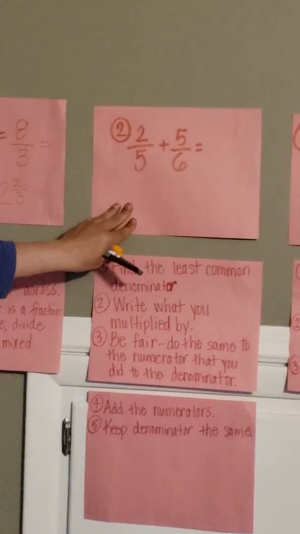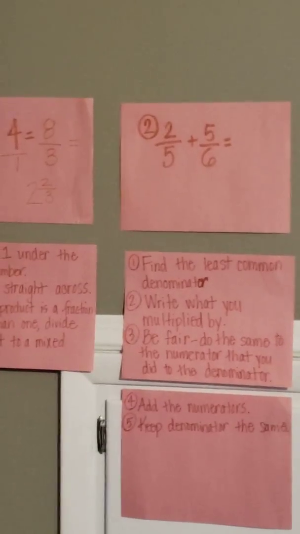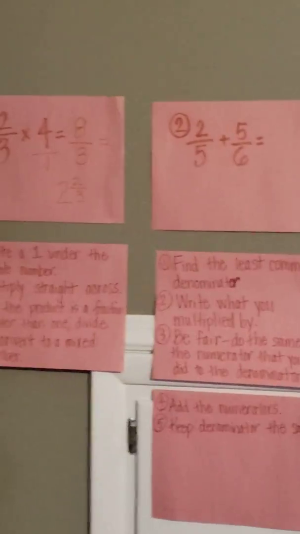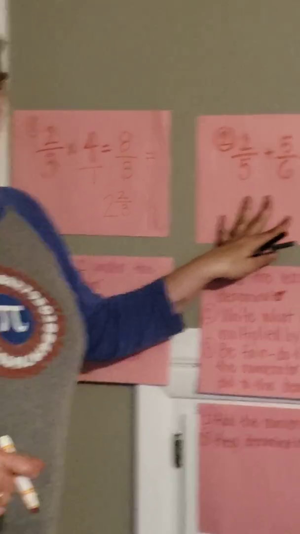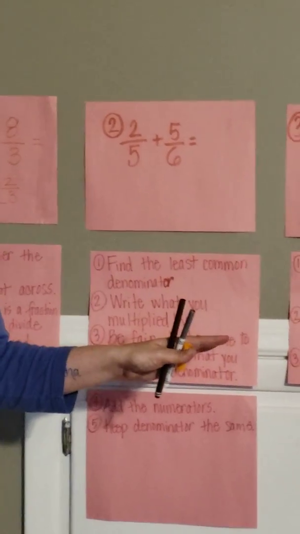All right, number 2. Oh, I'm sorry. For number 1, please write your I can or I need statement. This is multiplying fractions. Number 2. We're going to keep going because if we wait for it to be silent, we'll be doing this for 4 hours.